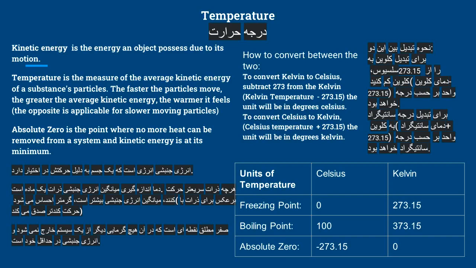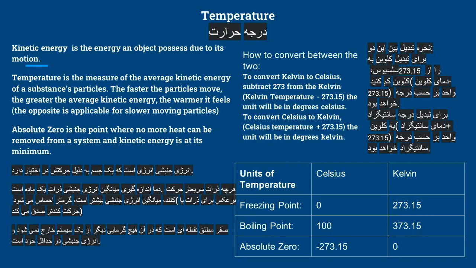But how does an object become warm, and where does that heat come from? A better definition for temperature would be the measure of the average kinetic energy of a substance's particles. The faster these particles move, the greater the kinetic energy in an object, so the warmer the object is. The same is true if the particles are moving slow. The slower the particles move, the lower the amount of kinetic energy in the object, so the less heat the object has. Kinetic energy is the amount of energy an object possesses due to motion.